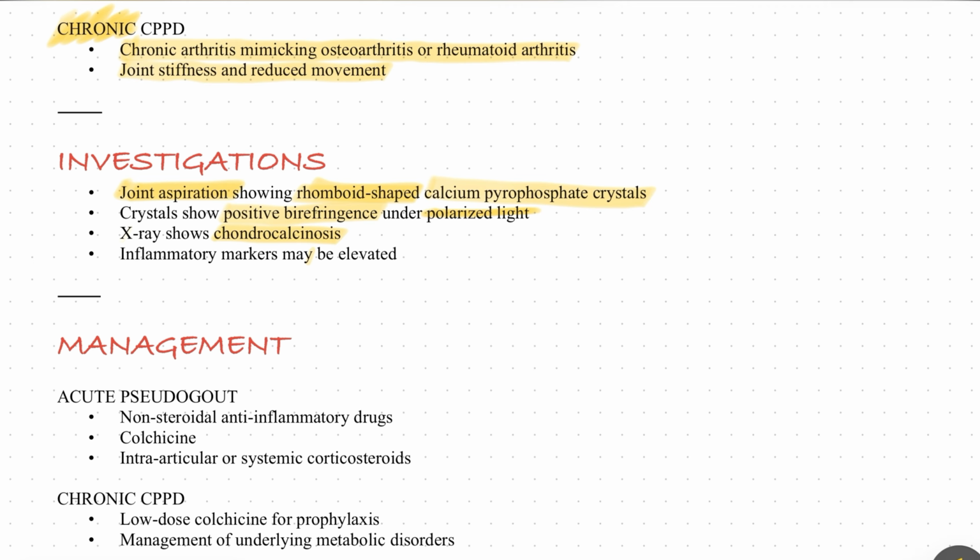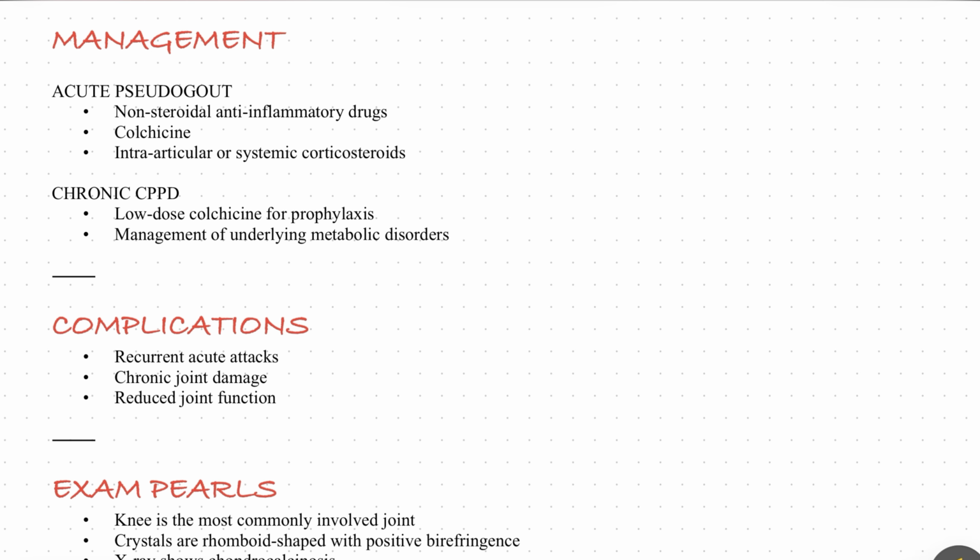Then coming to inflammatory markers, they are elevated in both. Then coming to management. Gout management is very important, and I made a separate video on the management of gout. Here it is not that important. It's just normal symptomatic management. Acute pseudogout: NSAIDs, colchicine, intra-articular or systemic corticosteroids. For intra-articular use, there are so many diseases where you just give steroids intra-articularly. If you want, I will make a separate video; just use the comment section.